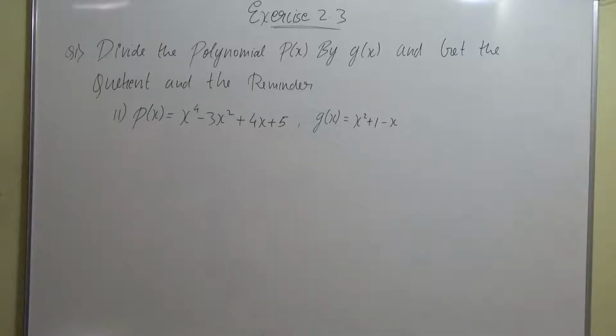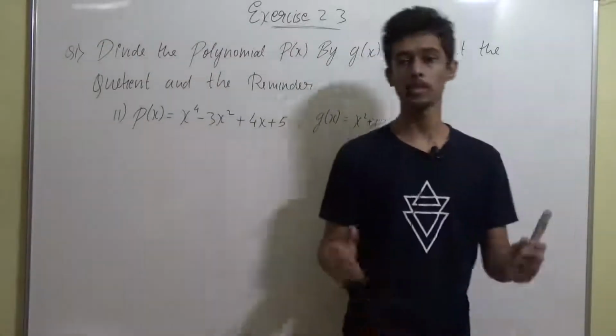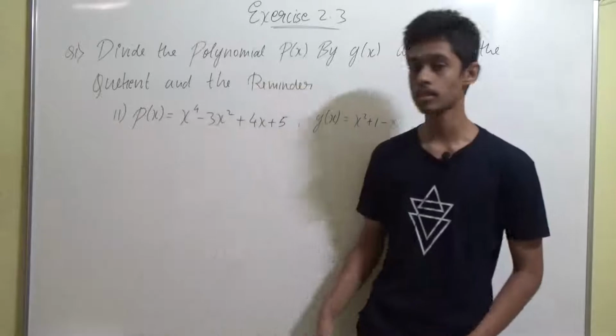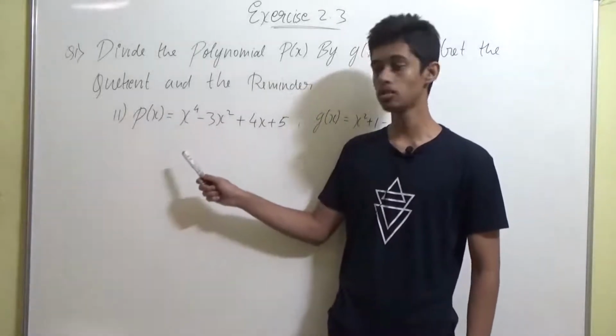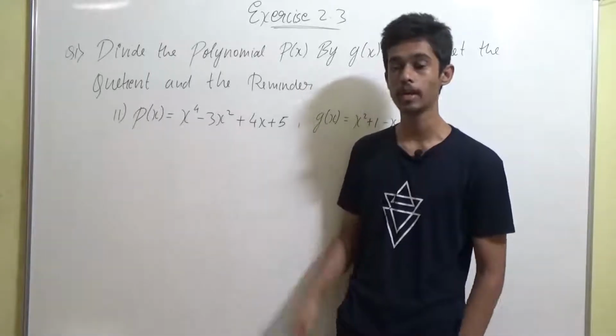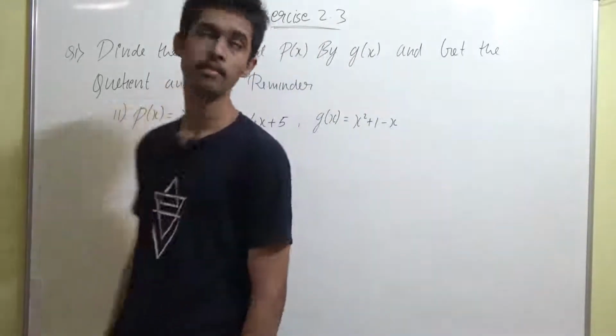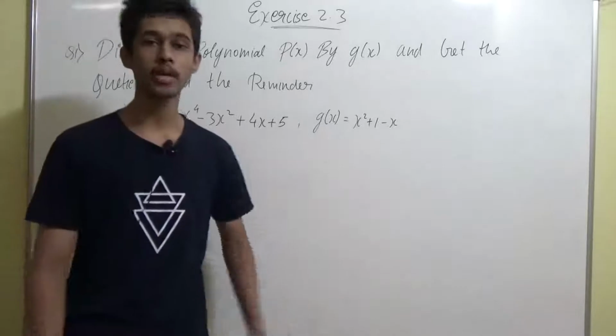So now let's look into the second sub question of your question number 1, guys. In the second sub question they have given us the polynomial p of x as x to the power 4 minus 3x to the power 2 plus 4x plus 5, and the polynomial g of x as x square plus 1 minus x.